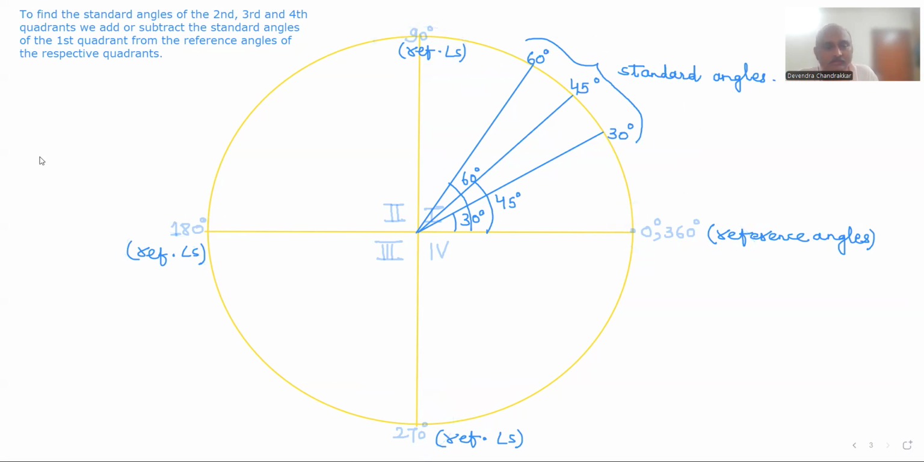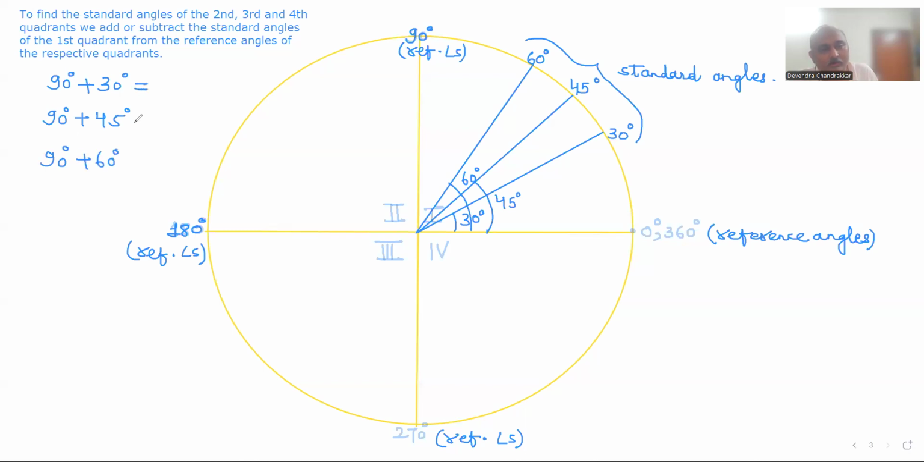So let's do the exercise. I am trying to find the standard angles for the second quadrant. Which are the reference angles for the second quadrant? 90 and 180. Clear for everyone? Yes, sir. So what I do is I add the standard angles of the first quadrant to the first reference angle, that is 90. Smaller reference angle, right?